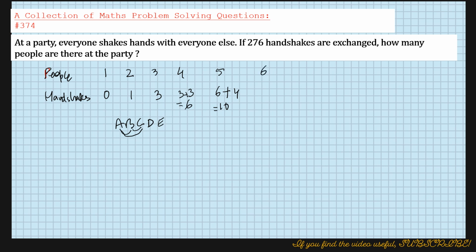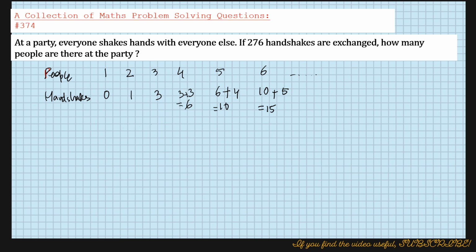If you had 6 people, then it would be 10 plus, say you introduce the person F, and F shakes hands with all of them, A, B, C, D, E. That's 5 people, so 10 plus 5, and that would be 15 handshakes, and it continues. So you see that this is a sequence, and that resembles the triangular number sequence. The difference being that it starts at 0.